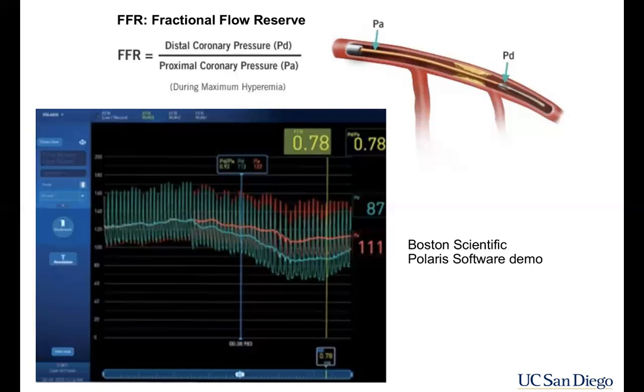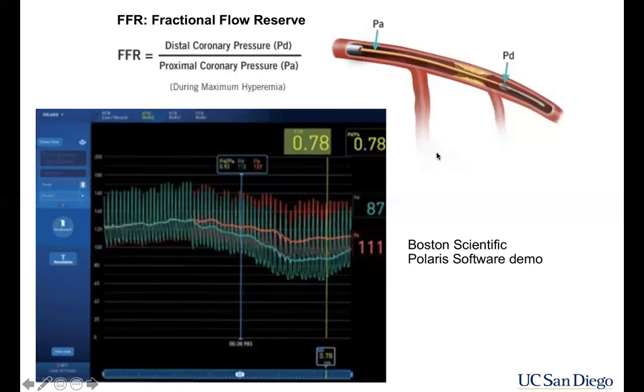And if that pressure drop, while you're in this hyperemic state, is greater than 20%, so the pressure here versus here is 20% lower on this side, then that lesion is called significant and you should get a stent. So if that pressure drop is 20% or greater, the fractional flow reserve number for that is 0.8. And if it's 0.6, then the pressure drop is 40%, etc.